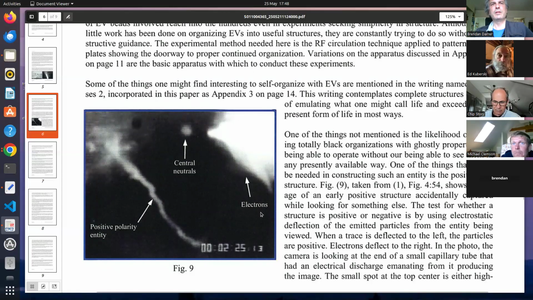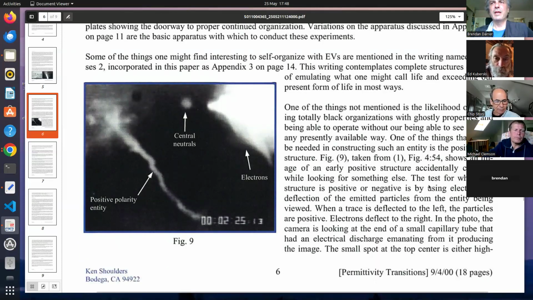Figure 9, which is this one here, taken from reference 1, figure 454, shows an image of an early positive structure accidentally captured while looking for something else. Test for whether a structure is positive or negative is by using electrostatic deflection of the emitted particles from the entity being viewed. When a trace is deflected to the left, particles are positive.